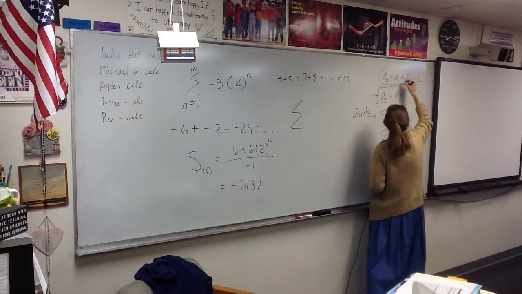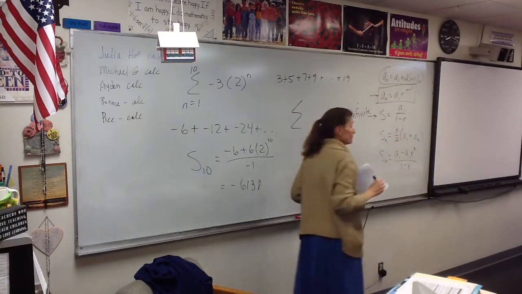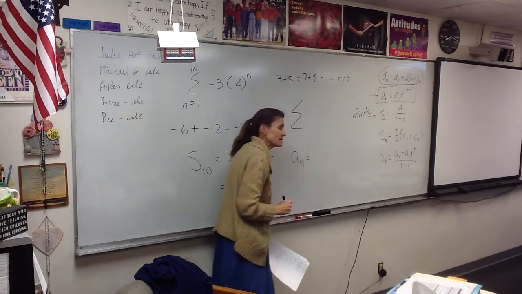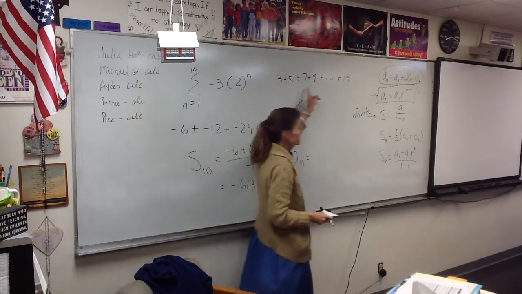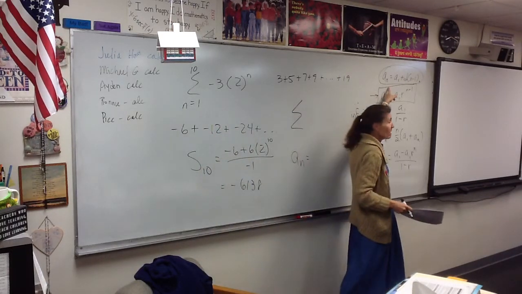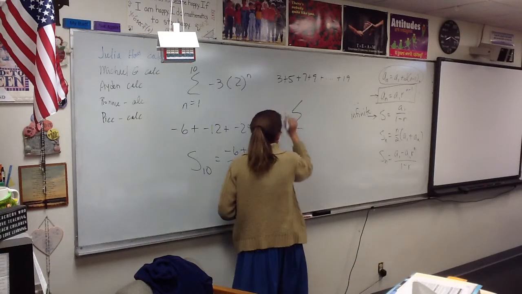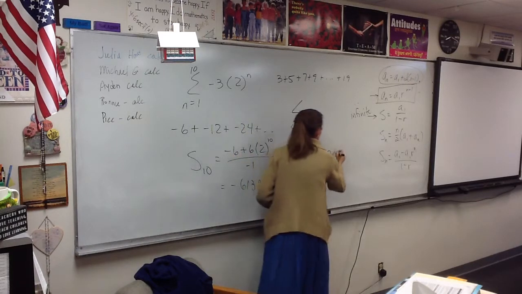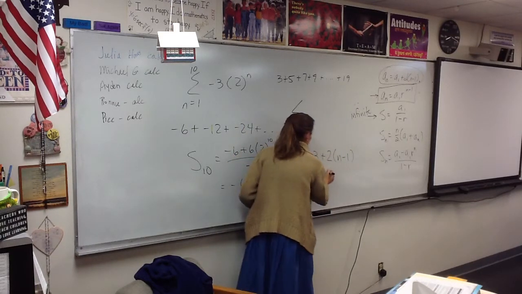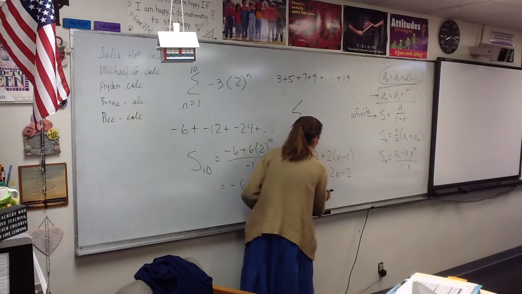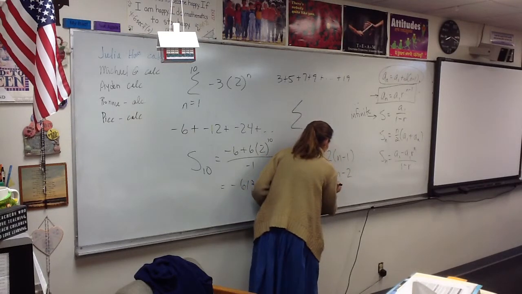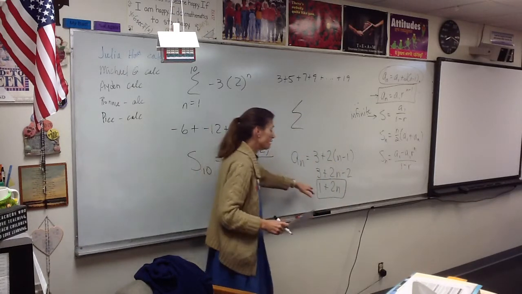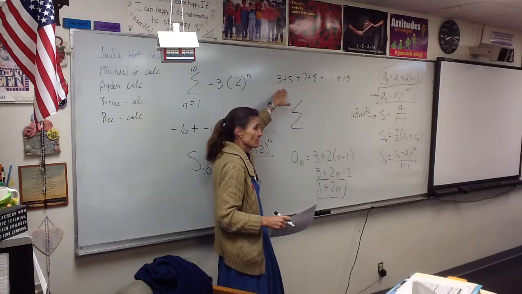Let's look at our arithmetic formula for a minute. What would be an explicit formula for this set of numbers? It's arithmetic. What's my first term? 3. What's my common difference? 2. 2, n minus 1. So 3 plus 2n minus 2, it looks like 1 plus 2n. There's my formula for this set of numbers.